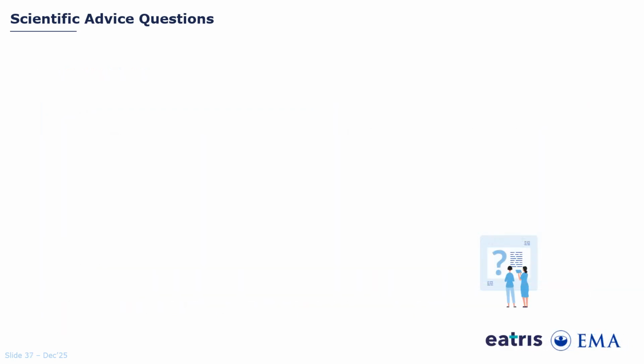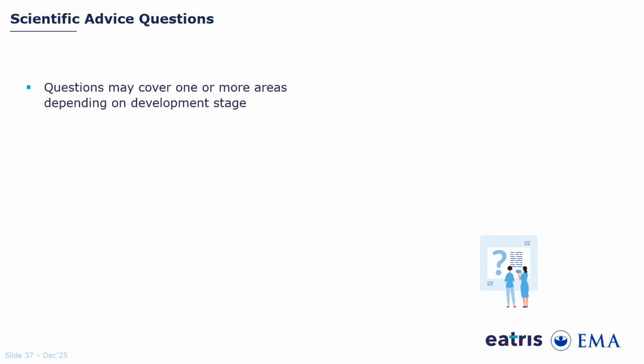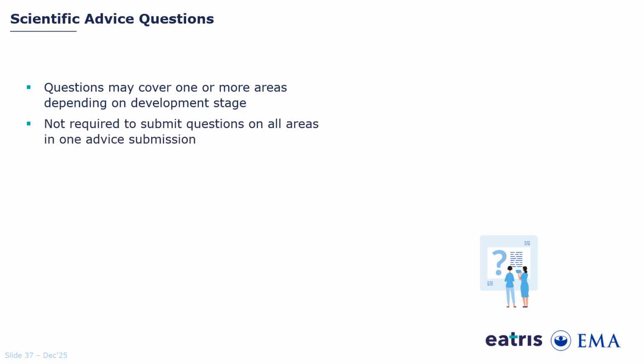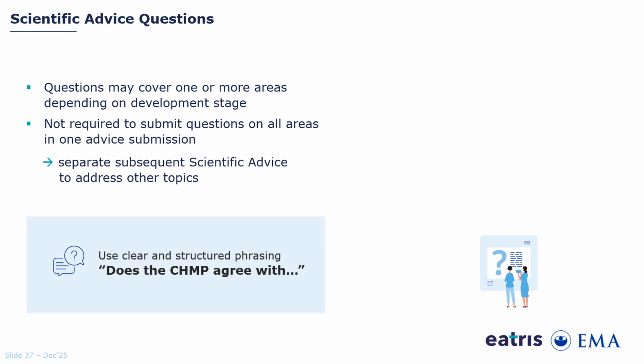In a single submission for scientific advice, you can ask questions in any single area: quality, non-clinical, clinical and multidisciplinary altogether, because the area of questions should depend on the current stage and needs of your development. In other words, you are not required to submit questions on all areas in one advice submission. For example, one can submit non-clinical questions in a first scientific advice and in a separate, subsequent scientific advice address quality or clinical topics. Each question should be clearly formulated as: does the CHMP agree with?